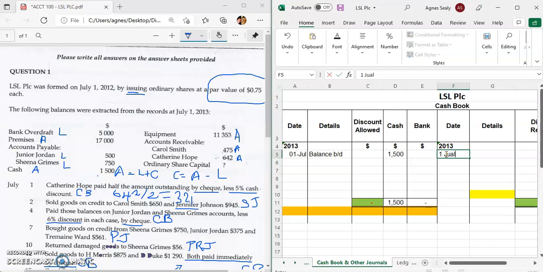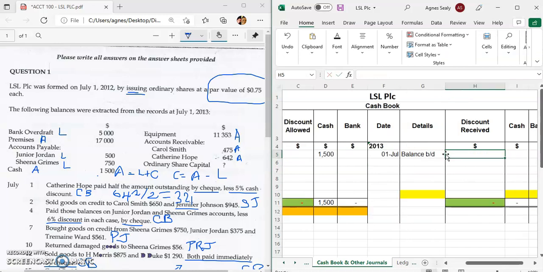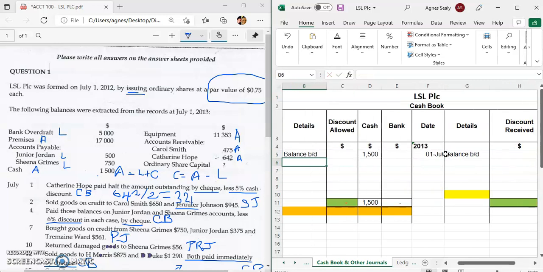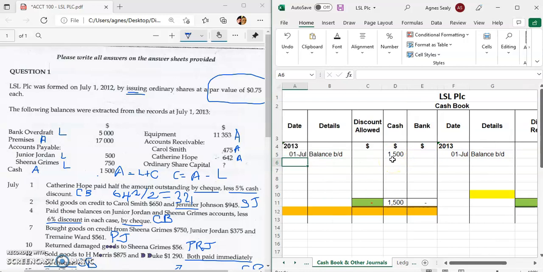So on July 1st, balance brought down for the bank. On the credit side, $5,000. Okay, if it was an asset, it would have a debit balance, so it would have gone on the side with the cash. So now we're looking to pay Catherine Hope. So this is 1st of July. Who is paying? Catherine Hope. So let's put her name.